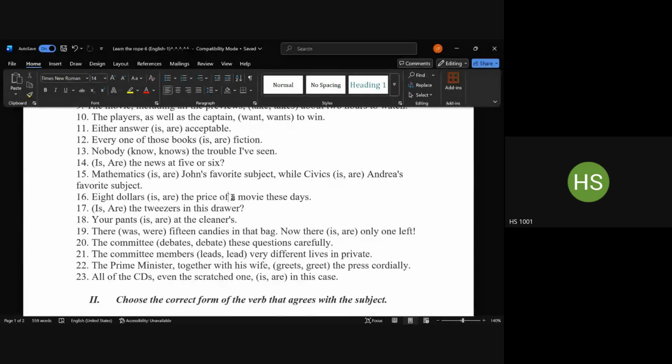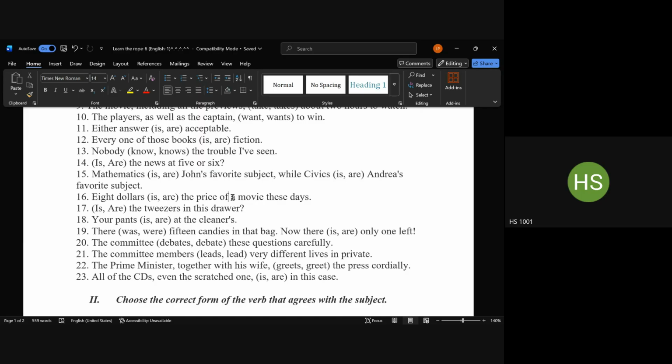So the committee members or the members of the committee lead very different lives in private. Okay. Then the 22nd one, the prime minister together with his wife greet the press cordially. Greets. Only the prime minister is the subject. Together with his wife is an interfering phrase which you can remove and still have a grammatical sentence, right? So the prime minister together with his wife greets the press cordially.